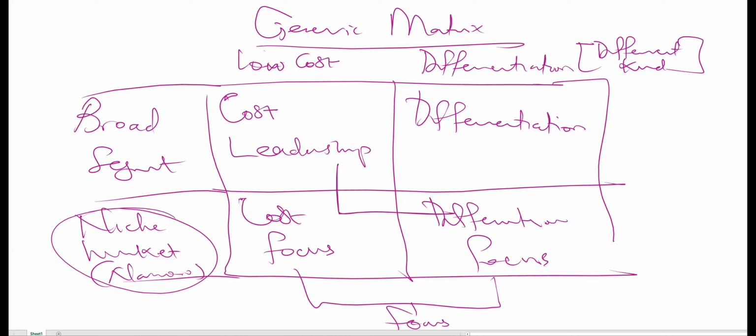Now you should know that in actual sense, majority of successful companies lie in between. They get stuck in the middle. So we call that stuck in the middle strategy. Okay, so it's a sort of hybrid strategy. They are stuck in the middle. So this is it actually.